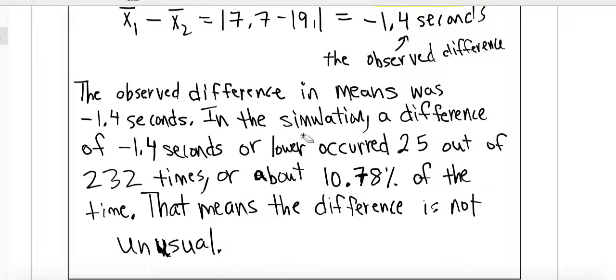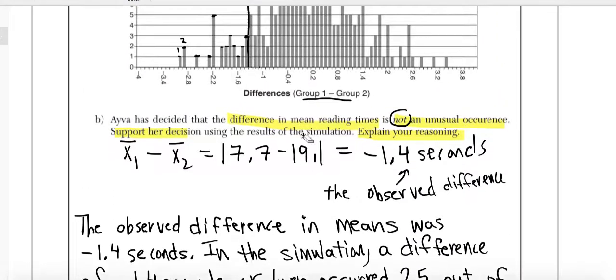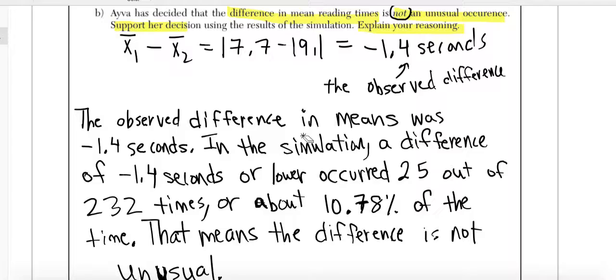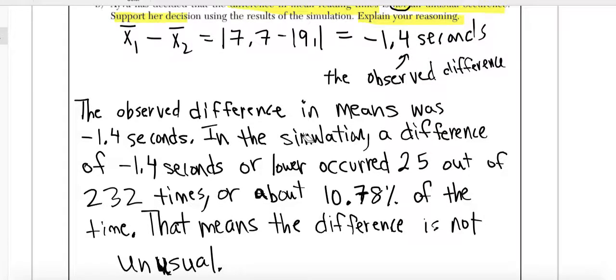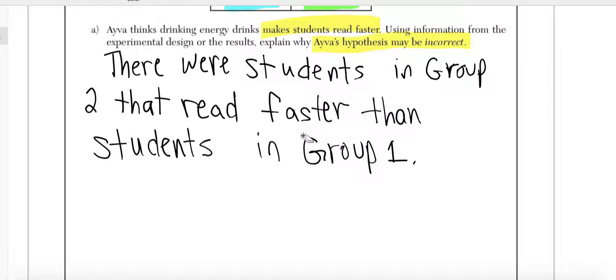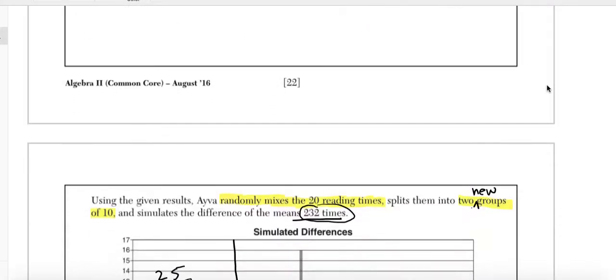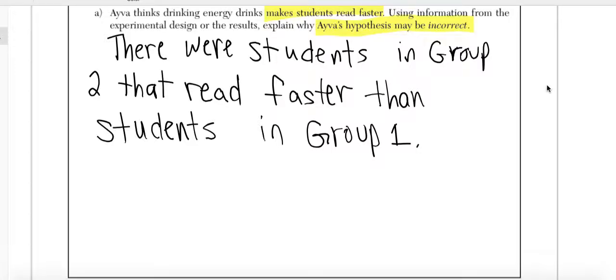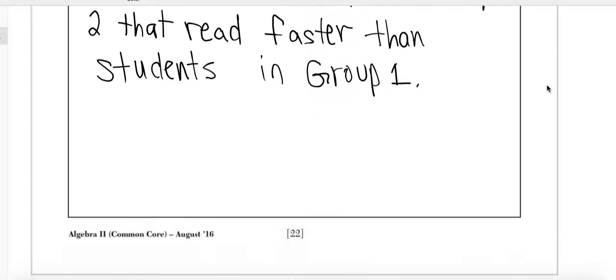I highly recommend a website called mathbits.com. The Mathbits Common Core Algebra 2 website covers this topic of difference in sample means, okay? And if you could do those, this will be a lot easier. All right? So the first part of the question, part A, why might her hypothesis be incorrect? Her hypothesis may be incorrect because there were students in group 2 that read faster than students in group 1. Right? That was all there was for part A.